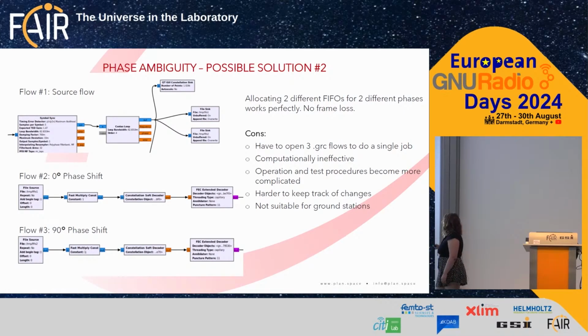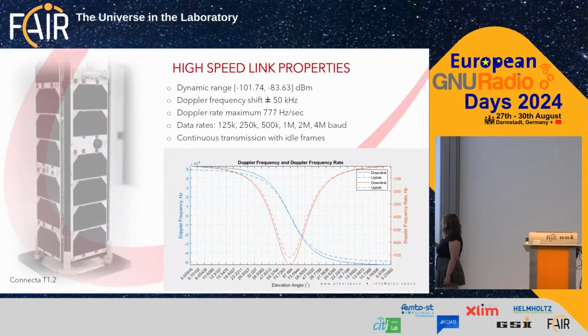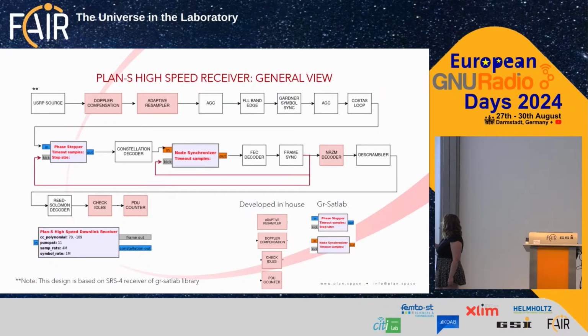Because imagine, if you remember the ground station that I showed you, if I put 3 different flows to 9 satellites for just 1 link, well, it's not a good system. So what I did is I opted for a SatLab solution. Here, as you can see, the phase stepper does the multiplication of phase shift, and it's directly linked to my frame synchronizer. If the phase is okay, if there's a synchronization, it says, okay, you found the correct phase.